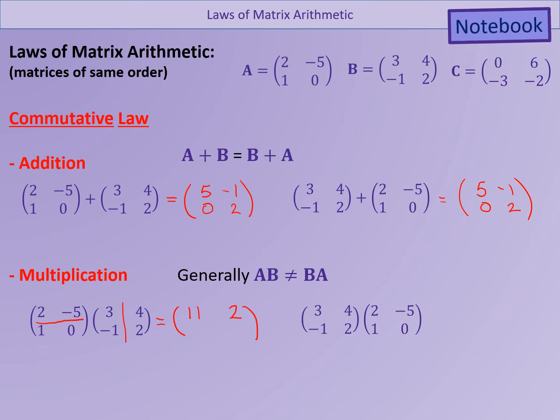1 times 3 is 3. 0 times minus 1 is 0. That gives us 3. 1 times 4 is 4. 0 times 2 is 0. So that gives us 4.